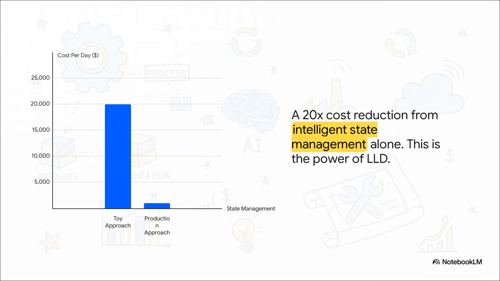And what does that mean for your wallet? At scale, that lazy toy approach could cost you $20,000 a day. The lean production approach, just $1,000. That is a 20x cost reduction simply from being intelligent about how you manage state in your code. That, right there, is the power of good LLD.